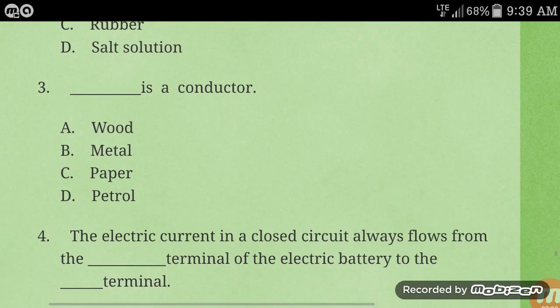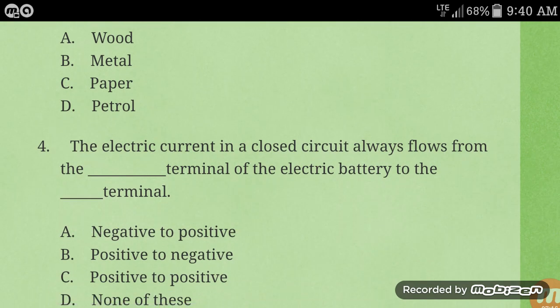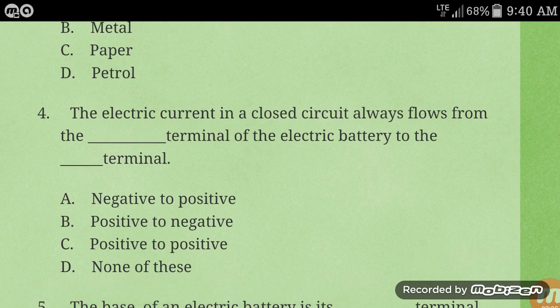Insulators do not conduct electricity. Which blank is a conductor? Of course, metal. Metal is a good conductor of heat or electricity. Next one, number 4. The electric current in a closed circuit always flows from the blank terminal of the electric battery to the blank terminal. Negative to positive, positive to negative, positive to positive, or none of this. So the current actually flows from positive to negative.